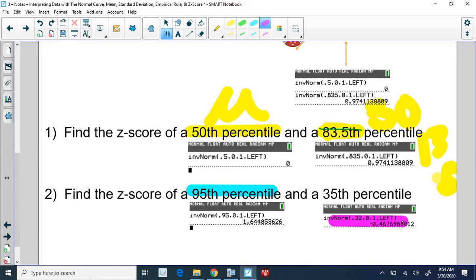Okay, I hope you liked this video. I hope it was instructive on how to use the calculator and the standard normal probability chart for z-scores, areas, probabilities, and the reverse of that.